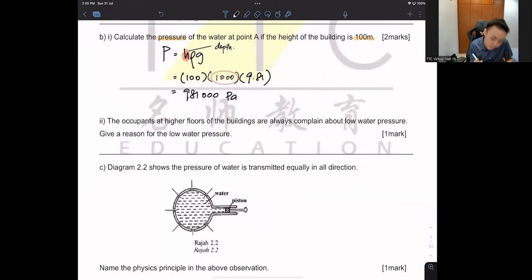981,000 Pascal. You want to convert to SI, you want to convert to standard form, also can. You don't want, also can. Right, leave it to you. If you want, you can convert. Then it becomes 9.81 times 10 to the power of 5 Pascal. Not a must. You want to be safe, you do it.